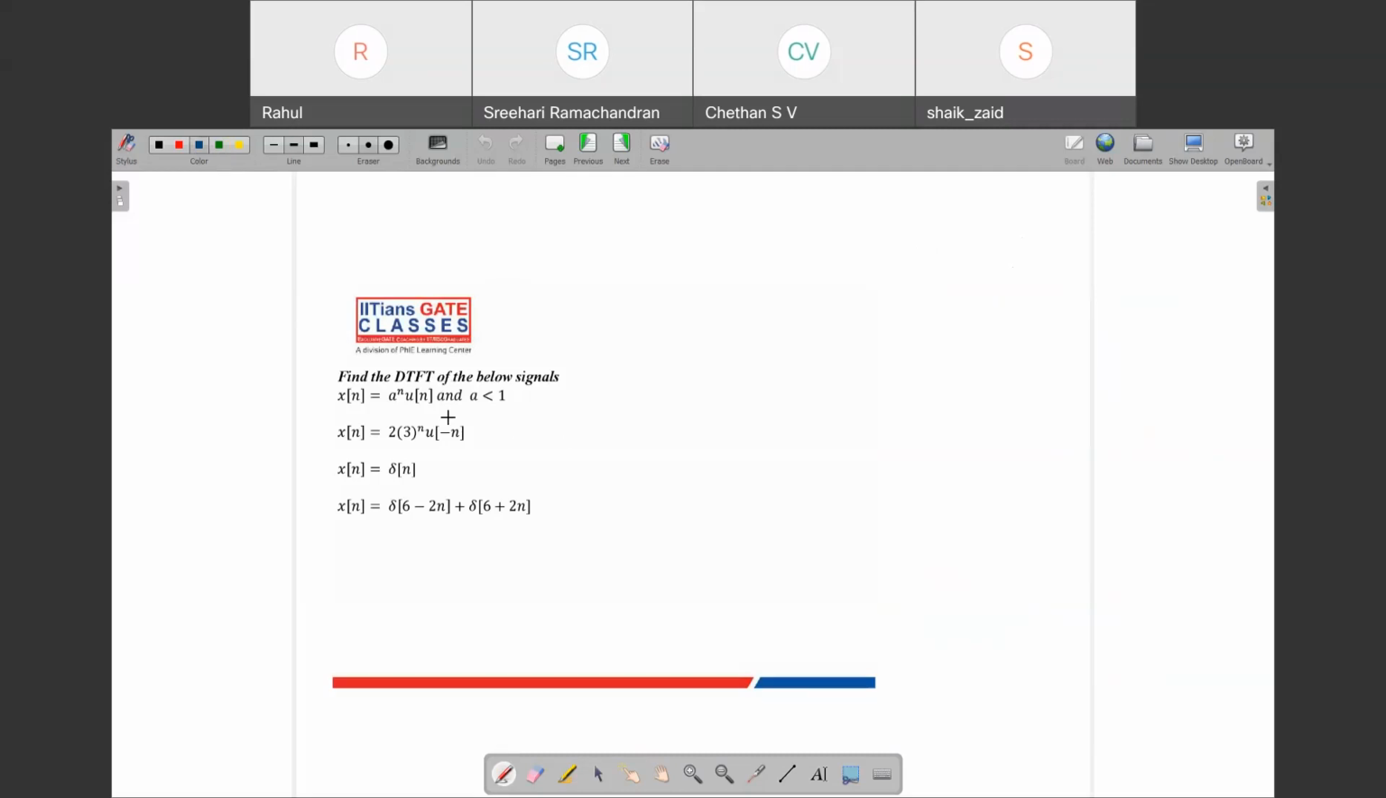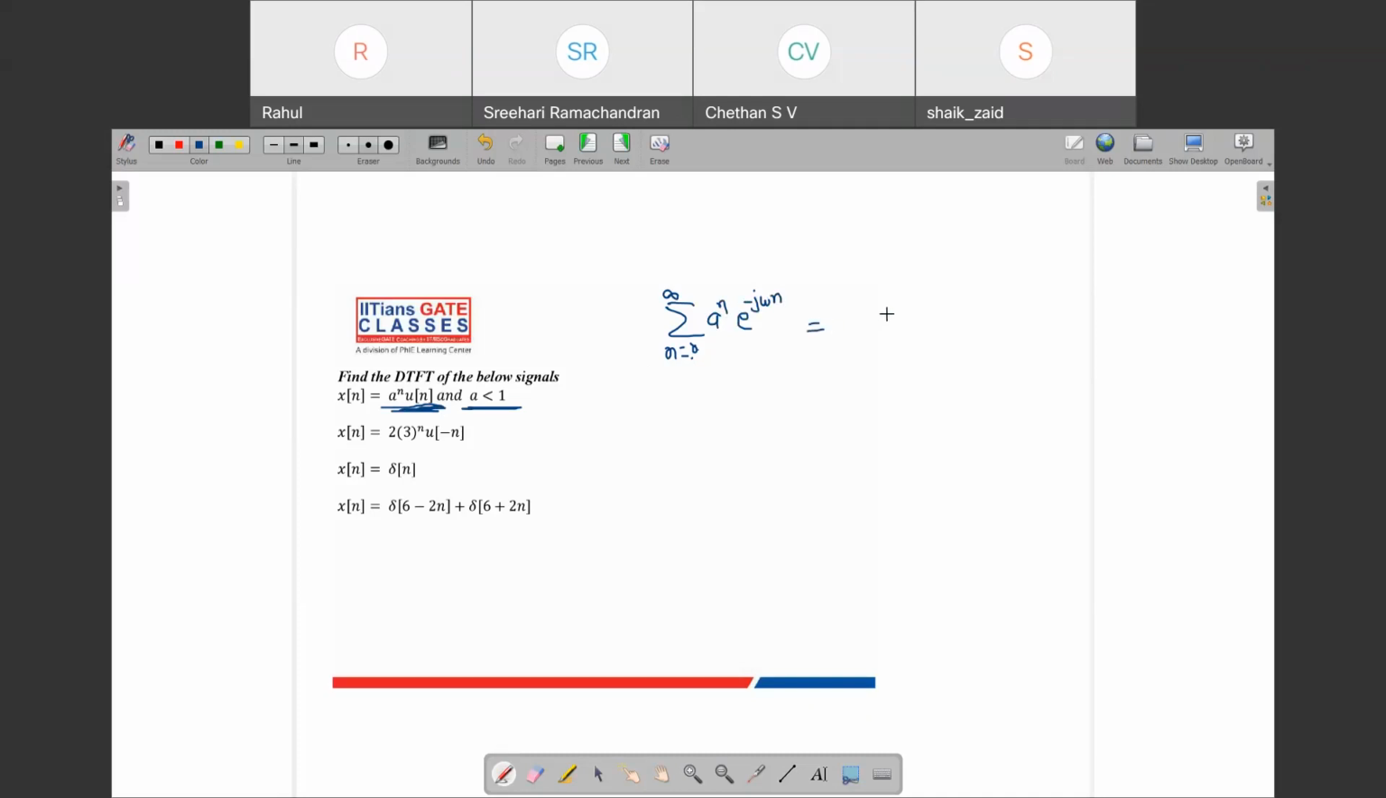I'll just quickly go through a few DTFTs. So let's say we have a signal which is a to the power n u[n], where a is less than 1, and we want to calculate the DTFT of this signal. I'm writing it from n equal to 0 to infinity because u[n] is already there, and because of that the signal will start from n equal to 0. Then a to the power n e to the power minus j omega n.